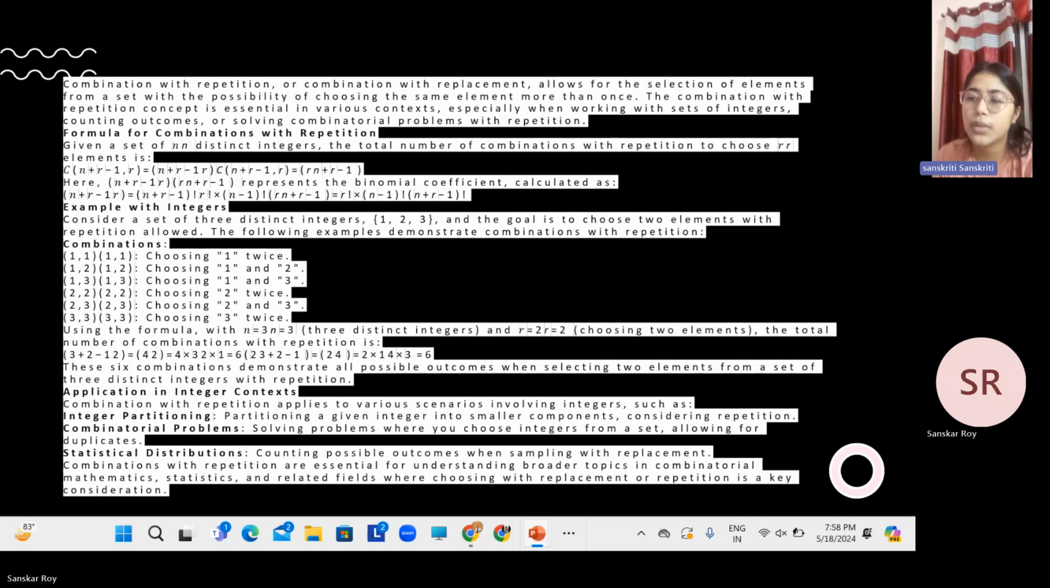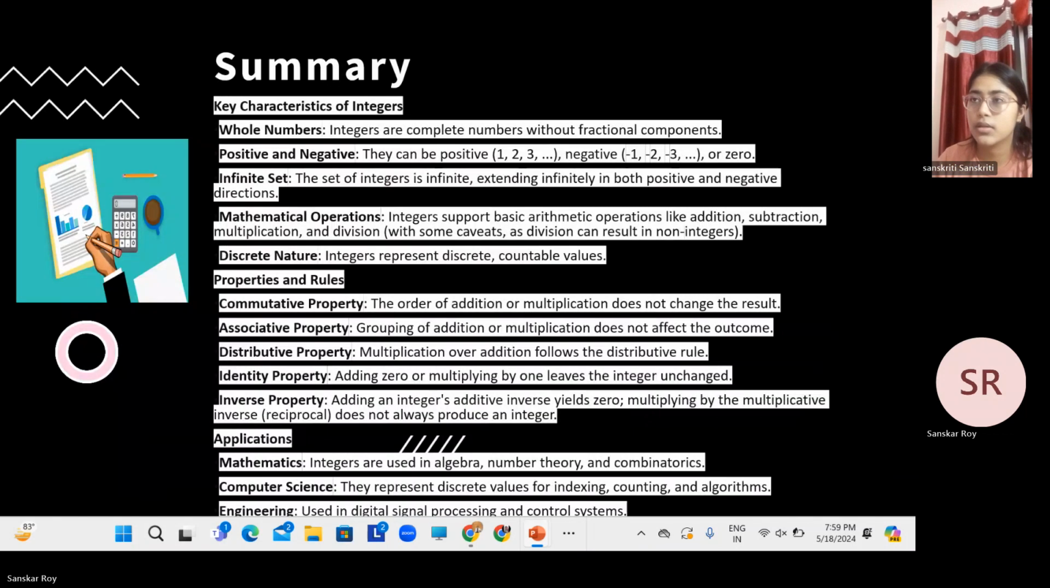Applications of integers in context. Combination with repetition applies to various scenarios involving integers, such as integer partitioning, combination problems, and statistical distribution. These are the three applications.